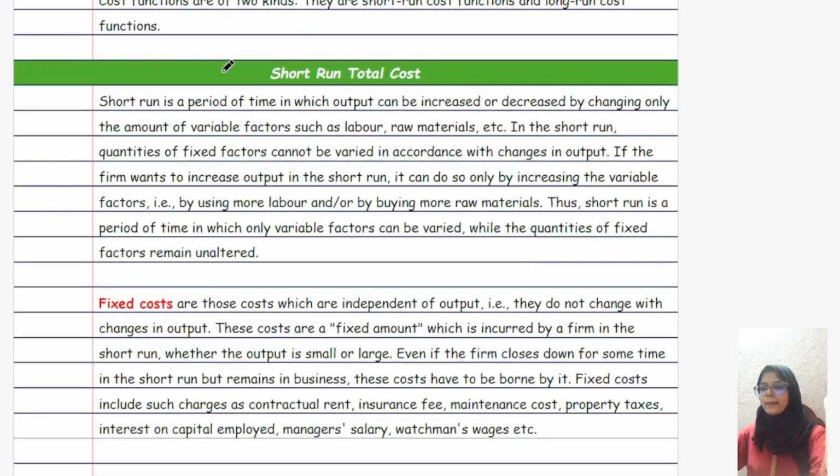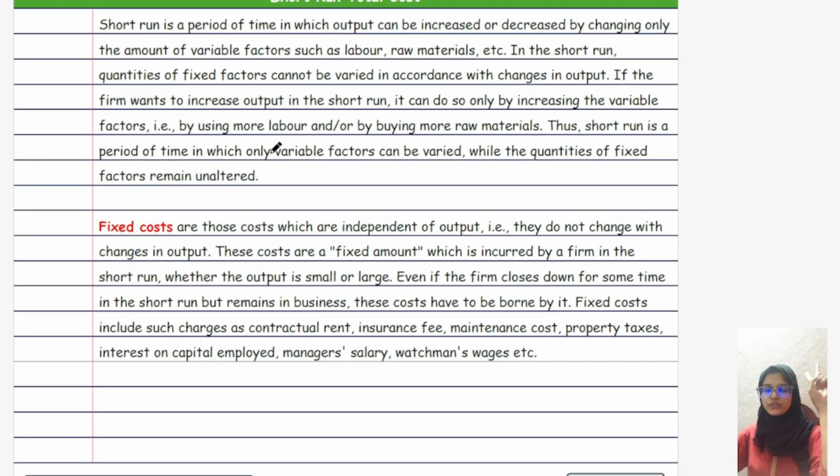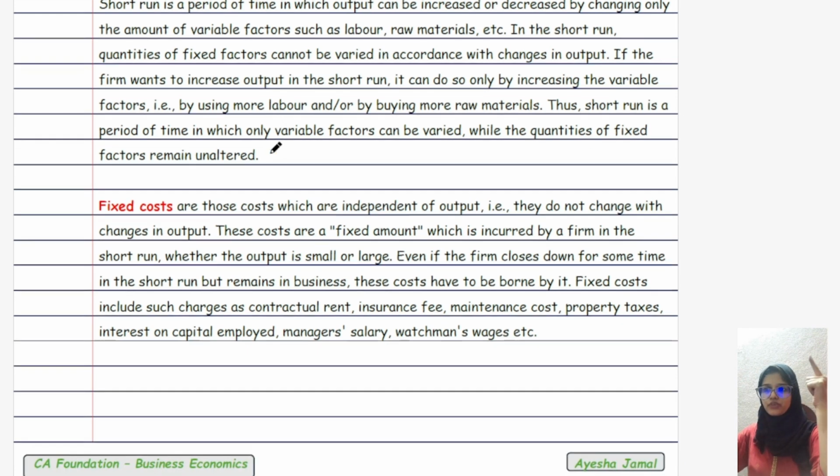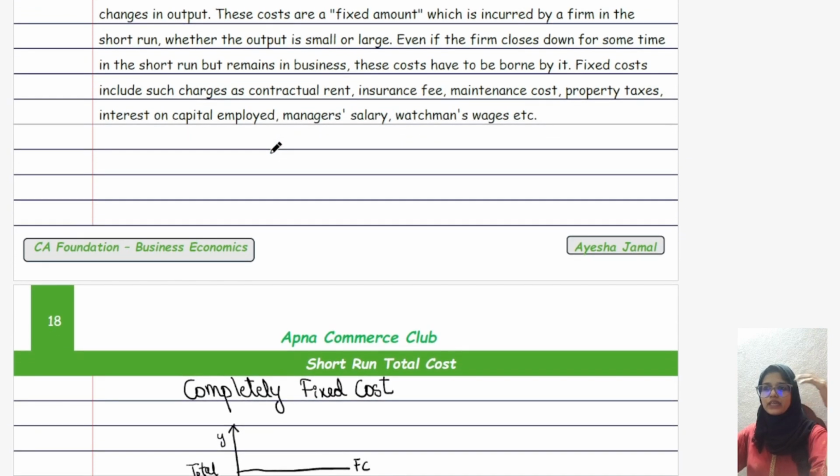Okay. Then we have short run total cost. Now we will be seeing two types of cost: short run total cost and long run total cost. First, we are coming to short run total cost. In short run total cost, we will be seeing various types of cost, and how short run total cost has been transferred.